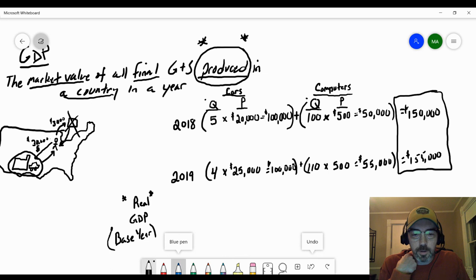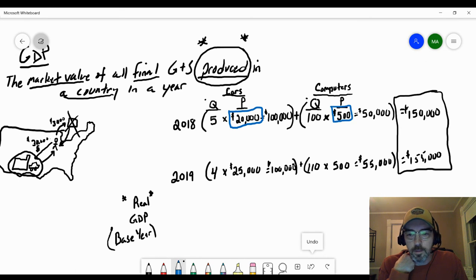And so what I'm going to do is arbitrarily select 2018 as my base year. And to remind myself of that, I'm going to circle the price of cars in 2018, and I'm going to circle the price of computers in 2018. And now I'm going to recalculate my GDPs in both years, but I'm going to only use the prices from 2018. So first, let's start with 2018. We're going to measure the quantity of cars in 2018, 5. And we're going to multiply that by the price of cars in 2018. Oh, look at that. It's 20,000 still.